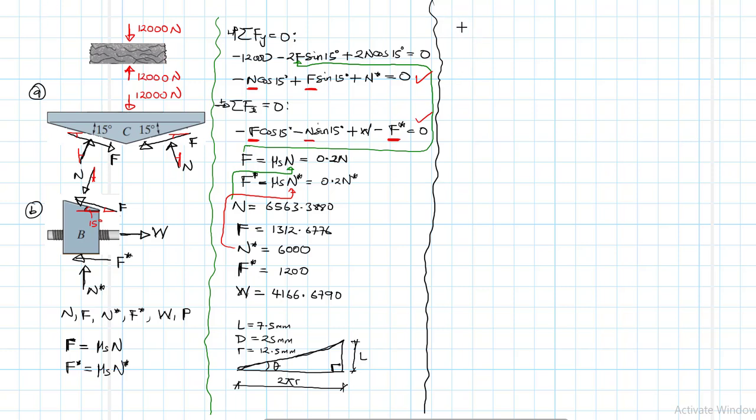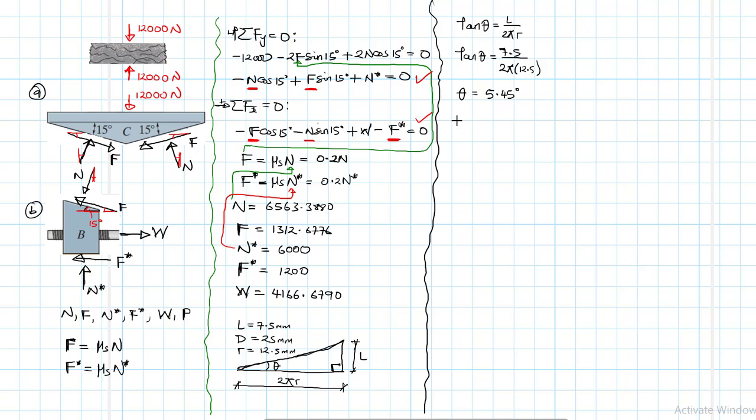So we'll find that tan theta, theta being the lead angle, is going to be equal to L divided by 2 pi r. And replacing these values there, we know that L is given as 7.5 divided by 2 pi times r, which is 12.5 millimeters. And making theta the subject of the formula, we'll find that our theta is 5.45 degrees.